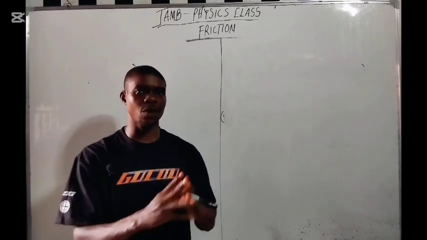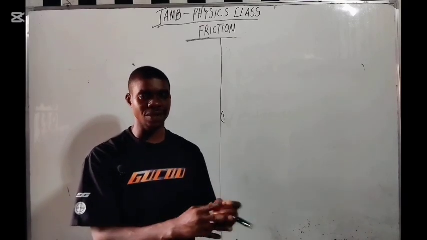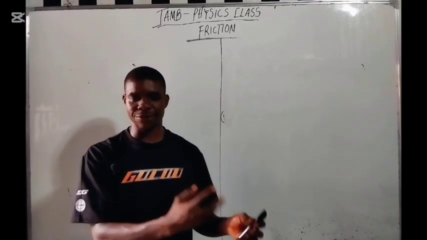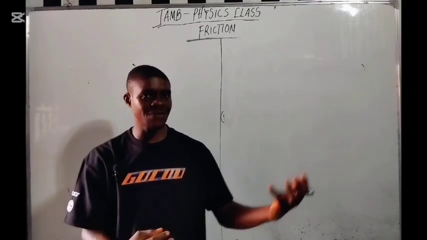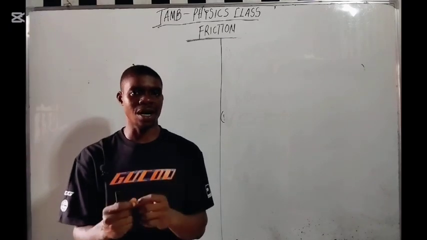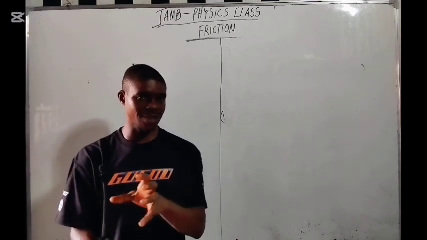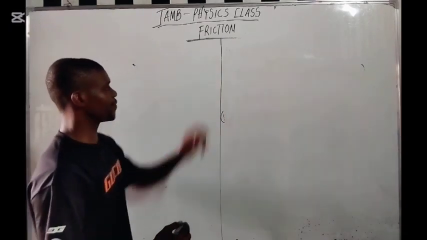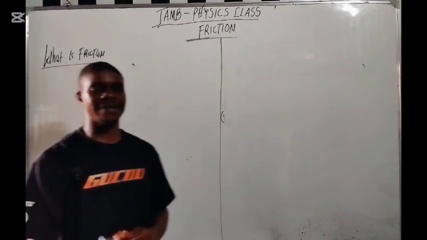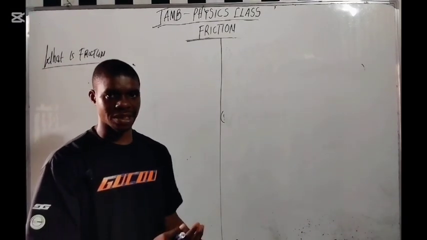But I'm going to explain what friction is and the types of friction. Then we'll dive into static friction, the calculation aspect. In the next video, we'll talk about sliding friction. Do you understand? But first, what is friction? The word friction means what? Opposing force.